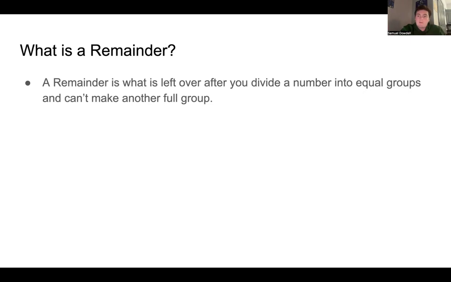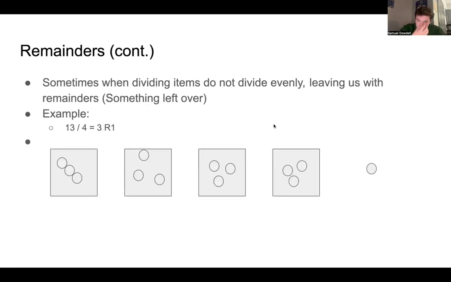So if we had that 12 divided by 4 again, that would work. We'd have no remainder. So the first example of this is that same kind of problem, but this time we've got 13.